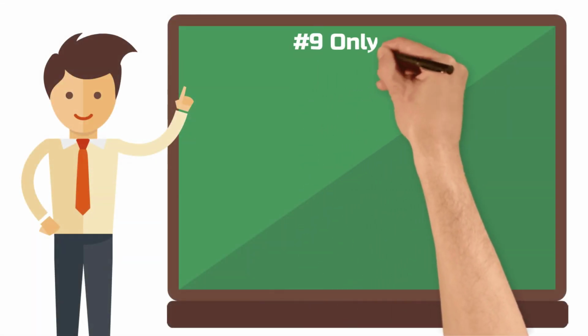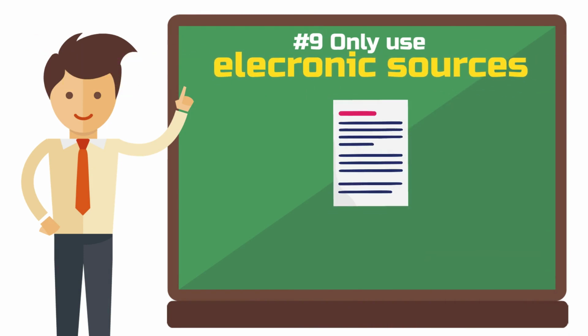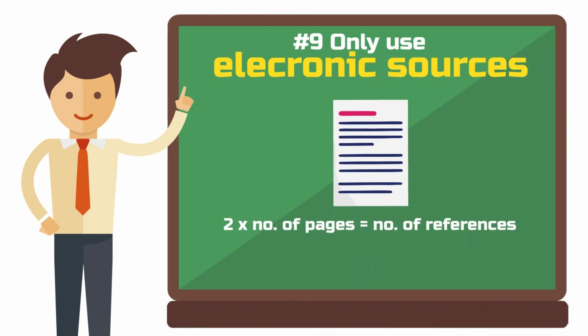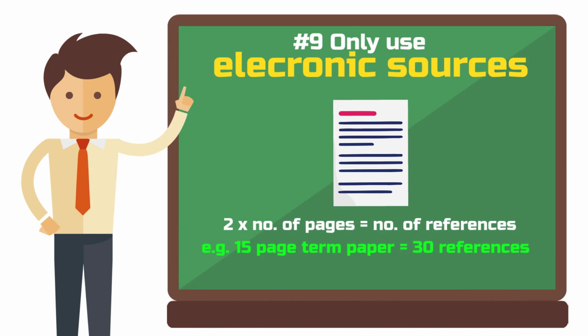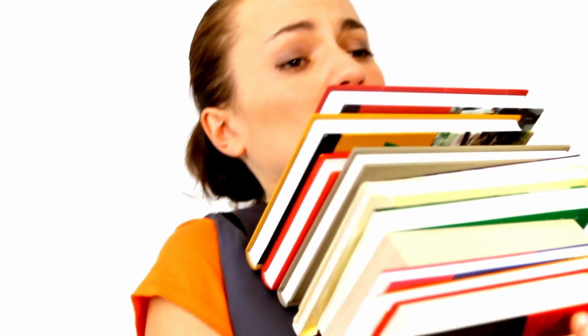Tip 9. Only use electronic sources. An outstanding term paper refers to approximately twice the number of references as the paper has pages. For a 15-page term paper, that would be about 30 sources, of which 5 could also come from websites or other non-scientific sources. Now imagine having to run to the library for the remaining 25 references and borrow 25 different books. I already need 20 minutes to find such a book.